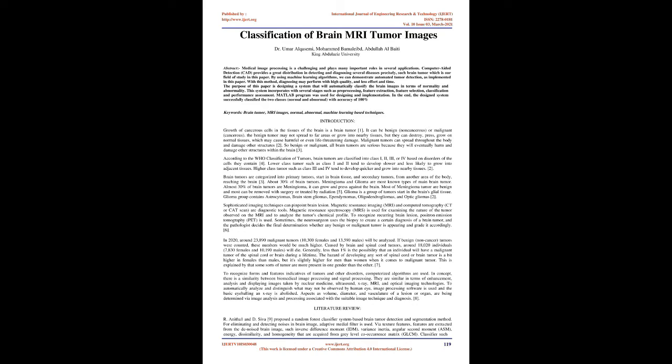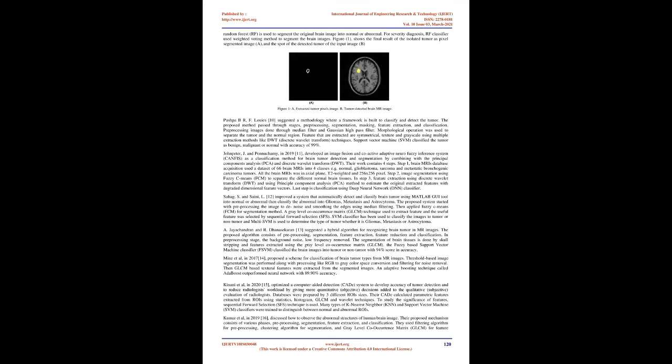About 30% of brain tumors. Meningioma and glioma are the most known types of primary brain tumor. Almost 30% of brain tumors are meningioma. It can grow and press against the brain. Most meningioma tumors are benign and most can be removed with surgery or treated by radiation. Glioma is a group of tumors that start in the brain's glial tissue. The glioma group contains astrocytomas, brainstem gliomas, ependymomas, oligodendrogliomas, and optic gliomas too.